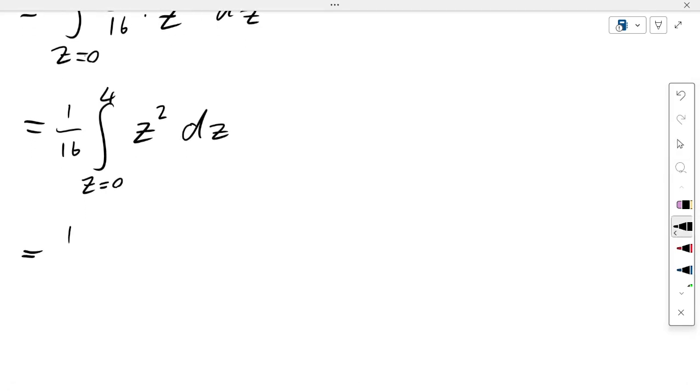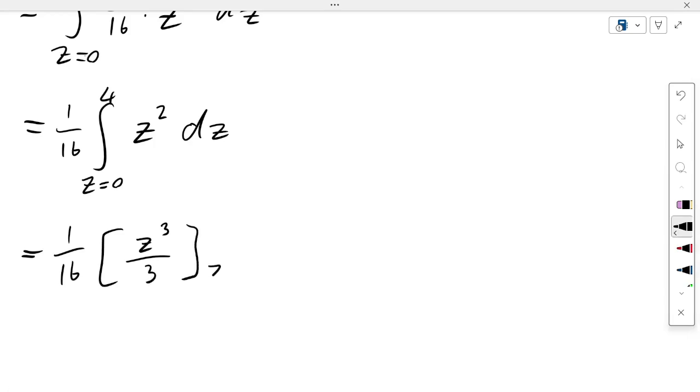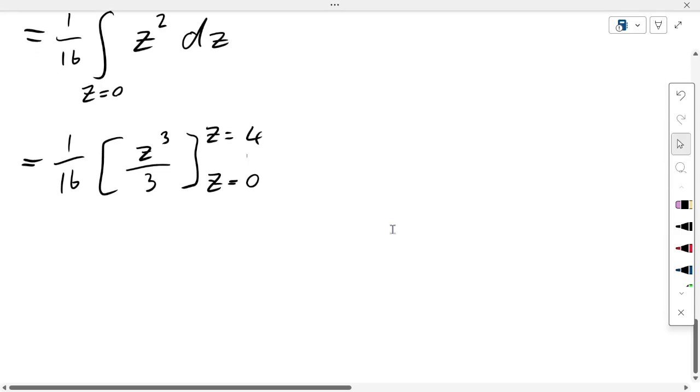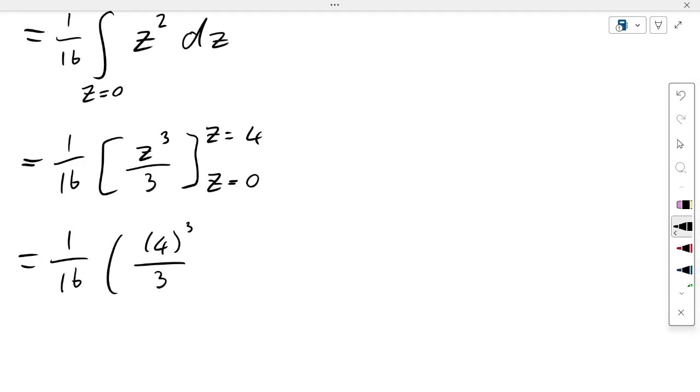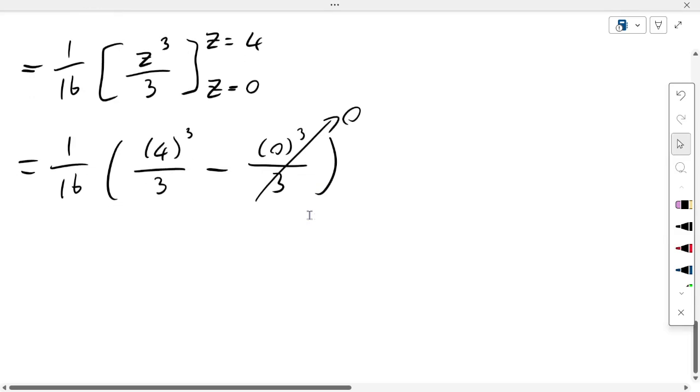And then therefore this will give us 1 over 16 multiplied by, in brackets, z to the power of 3 over 3, from z equals 0 to z equals 4. Okay. And then now over here, we're going to have 1 over 16 outside of the bracket. And then we're just going to evaluate, right? We're going to work with the 4 first. So it's going to be 4 raised to the power of 3 divided by 3 minus 0 to the power of 3 divided by 3. This will be equal to 0, and we can exclude that.